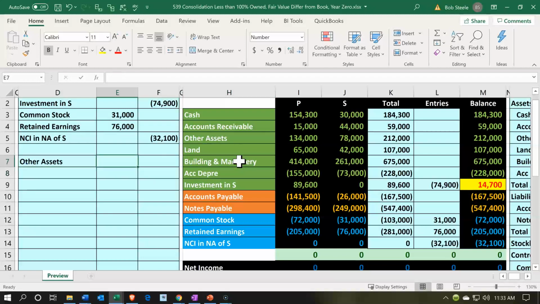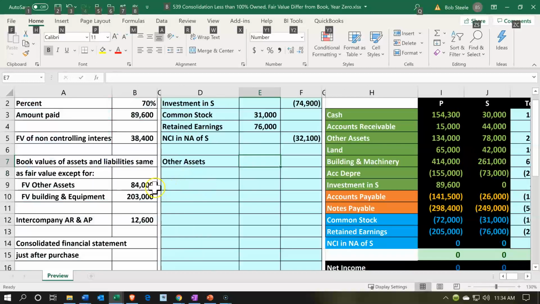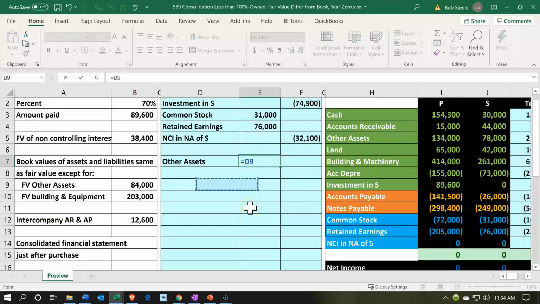So the other assets have to increase by the difference. We said it was 84 over here, the fair value, and on the books, it's 78. So we're going to subtract those two. Let's do that with a formula. So I'm going to say this equals this 84,000 minus the 78,000. And that's going to give us the 6,000. We're going to have to increase it by the 6,000.